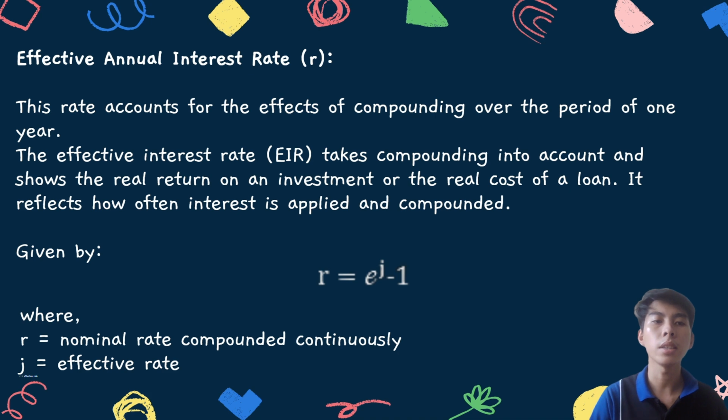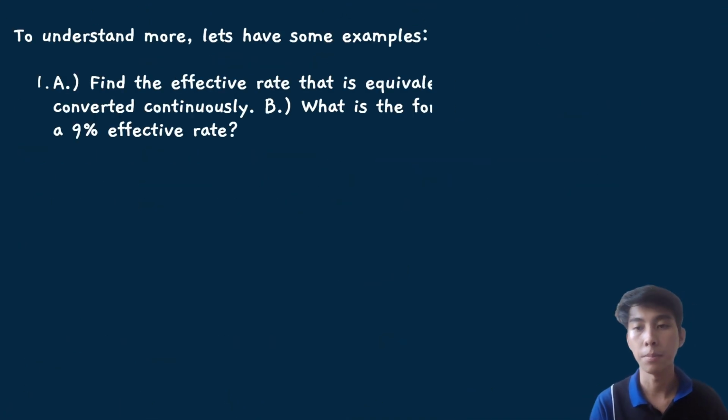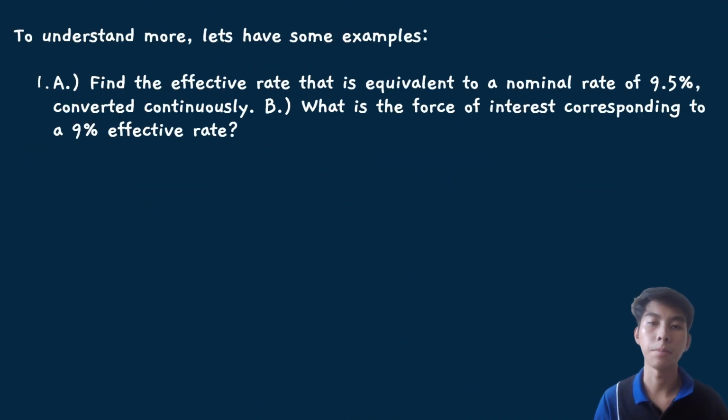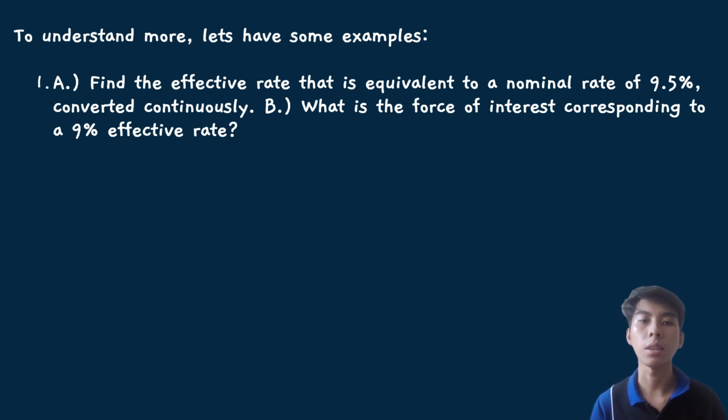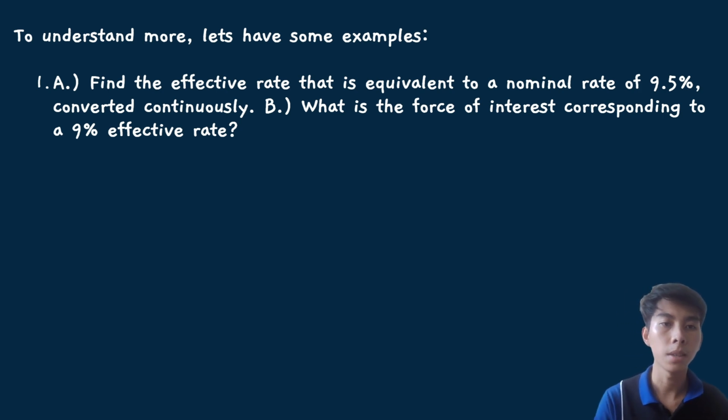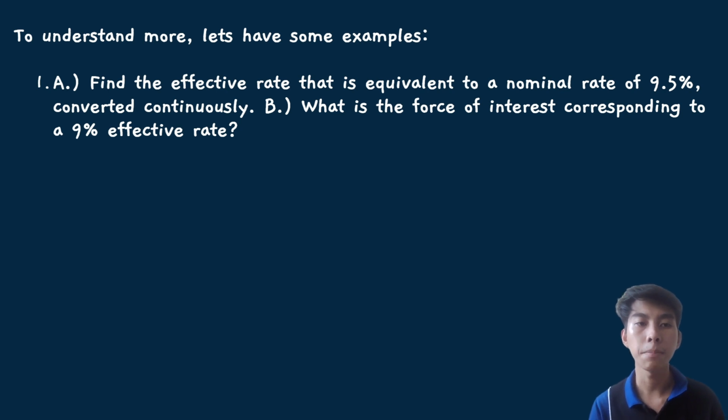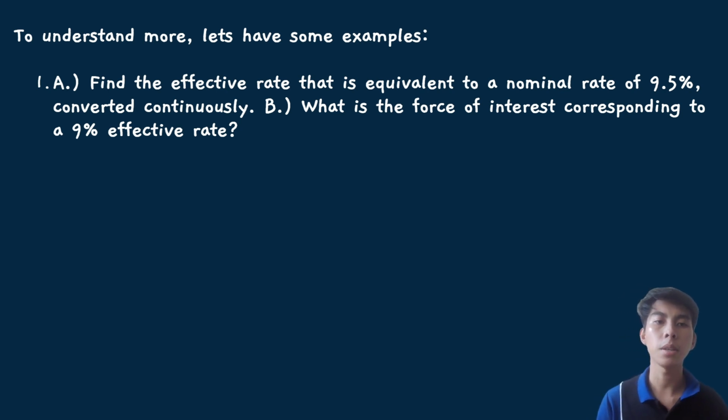So to further understand, let's solve some examples. Let's try to solve these problems. For our first problem, condition A: find the effective rate that is equivalent to a nominal rate of 9.5% converted continuously. And for B: what is the force of interest corresponding to a 9% effective rate? What do we mean by force of interest?